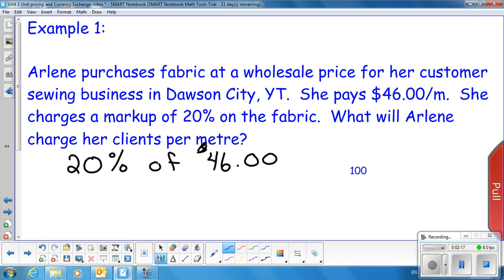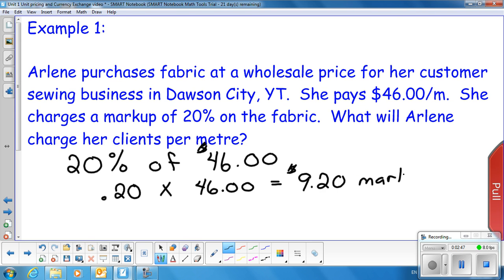To figure out 20% of $46, we need to change 20% to a decimal. So it becomes decimal 0.20, or we take 20 and divide it by 100. Of indicates that we're going to multiply by $46. So decimal 0.2 times 46 gives us a markup of $9.20. That's how much she marks up.